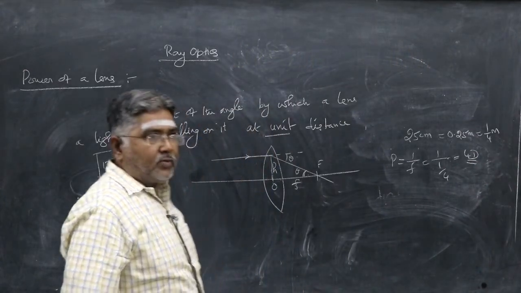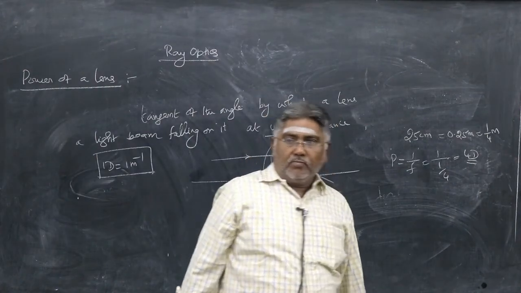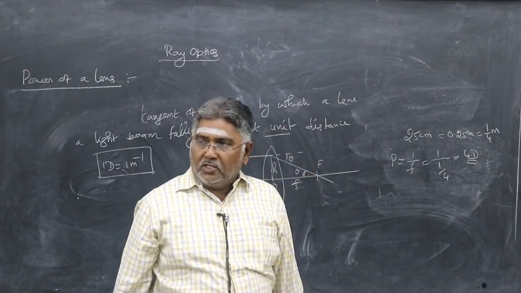Positive power means convex lens, negative power means concave lens. Is it okay? Yeah.